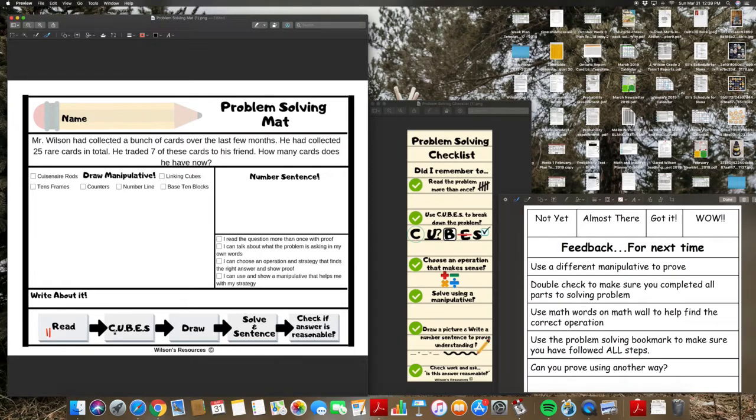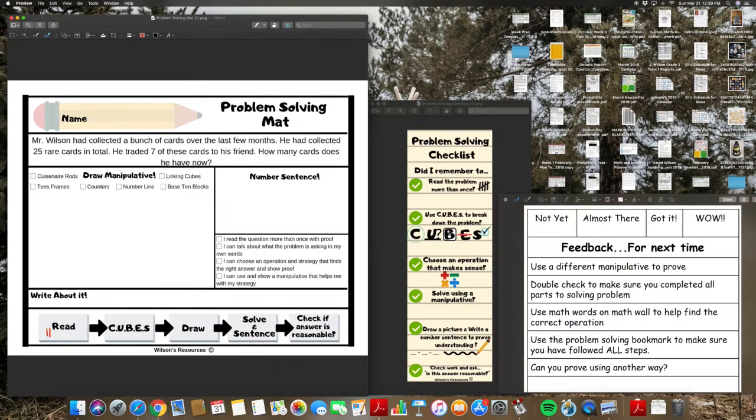Now, CUBES is an acronym that helps us break down a problem. So for those of you that aren't familiar, we'll look at our bookmark here because there's some more visuals to help us. C stands for circling the numbers. U stands for underlining that question, and we're looking for that sentence with the question mark. That will be the sentence that's underlined. That's what we're really trying to find and trying to answer.